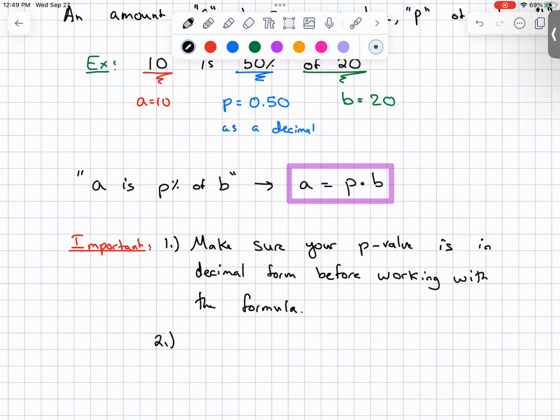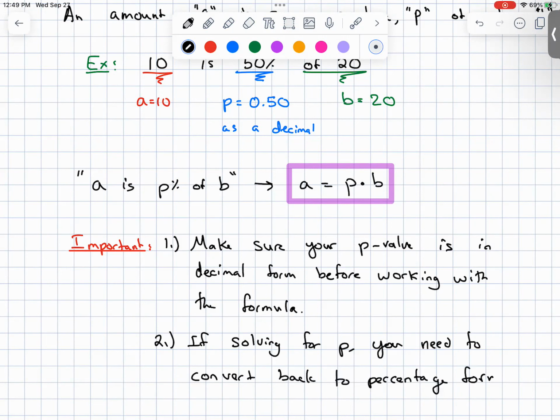And two is that if solving for P, you need to convert back to percentage form. So either by doing the trick, like moving the decimal place 2 units to the right, or by multiplying by 100. Either way is fine, but that's the important thing. So when you're working with the formula, use decimal form; when you're writing an answer, write in percent form.